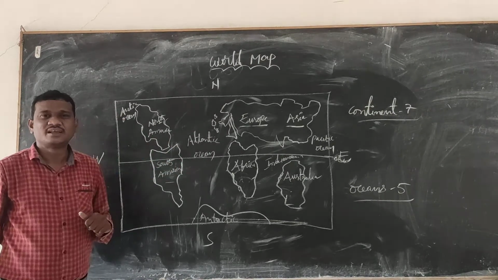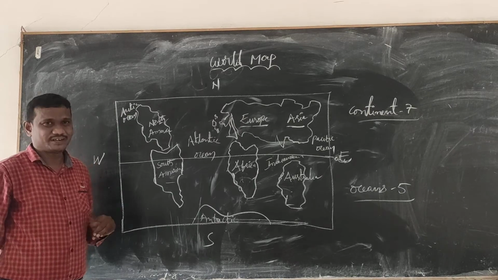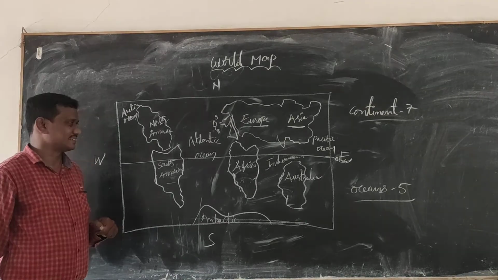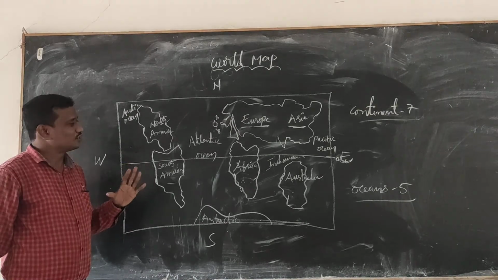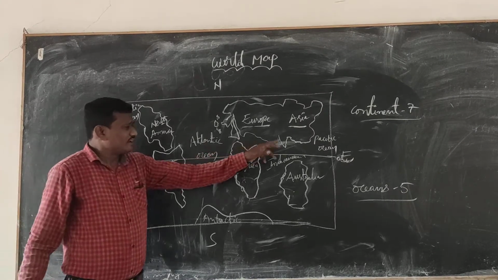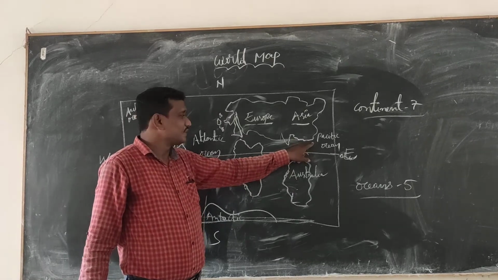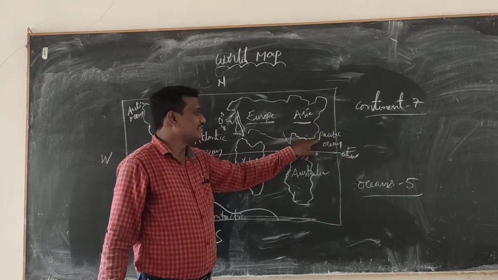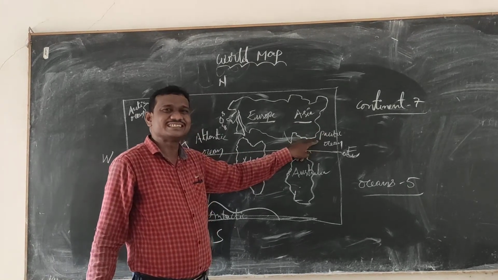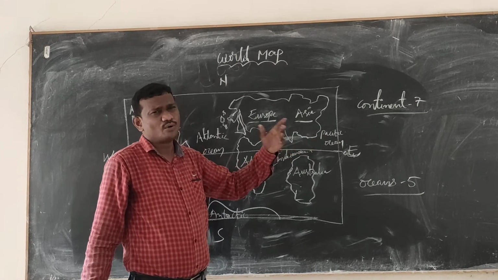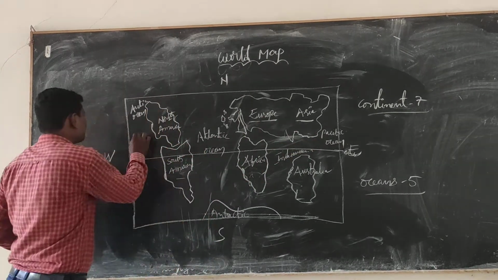And next one, 5 important oceans. What are the 5 important oceans? Let us look and discuss. The first one, Pacific Ocean. Here you see, it is Asia's corner. It is the Pacific Ocean. The Pacific Ocean is the largest ocean in the world. We have to keep the Pacific Ocean from here also.